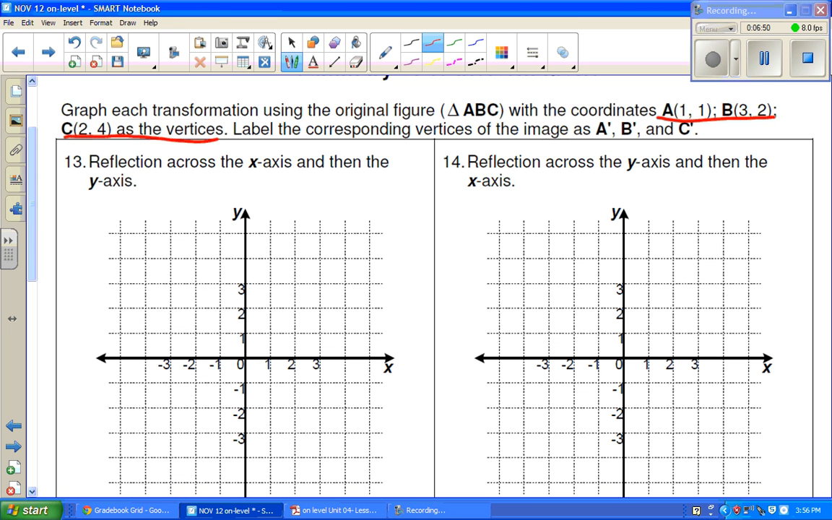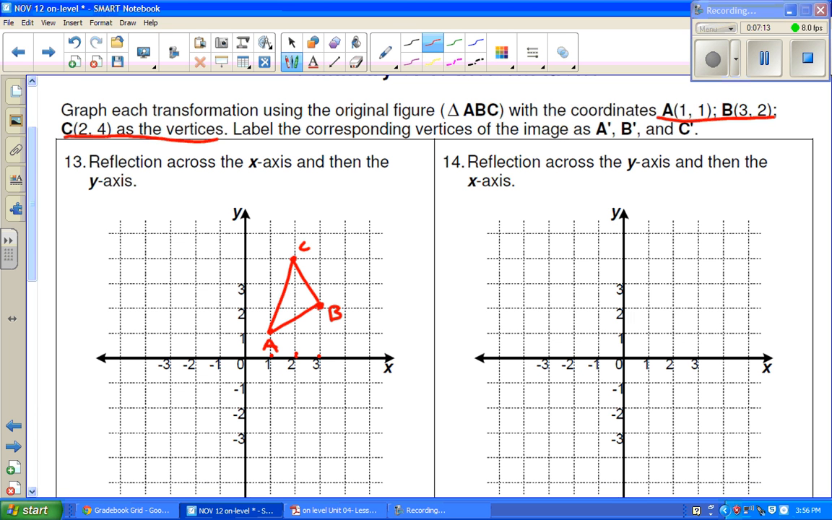So we're going to go over to the right 1, up 1, that's our A. For B, we're going to go over to the right 3, 1, 2, 3, up 2, that's our B. For C, we're going to go to the right 2 and up 4, 1, 2, 3, 4, that's C. Connect, we have a triangle.